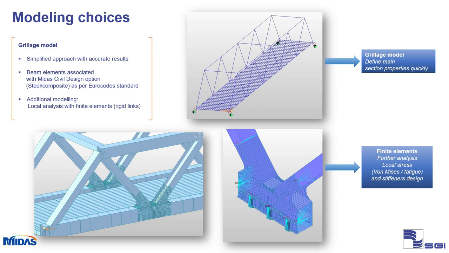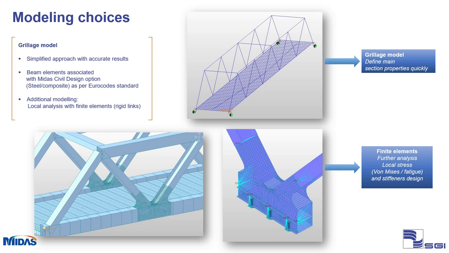As Midas Civil offers multiple tools to design beam elements as per different norms, it would be a shame not to use it. This is why a grillage model is an efficient modeling option that gives accurate results. I think we all agree about modeling the Warren structure with steel beams, and for the composite deck, we will consider transverse composite beams linked to the Warren truss and longitudinal concrete beams in order to design the deck longitudinally.